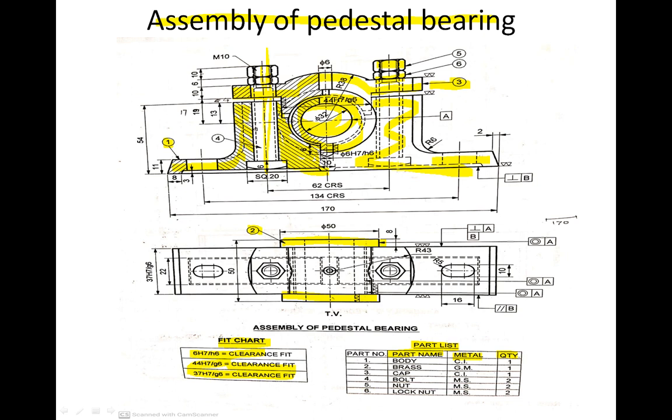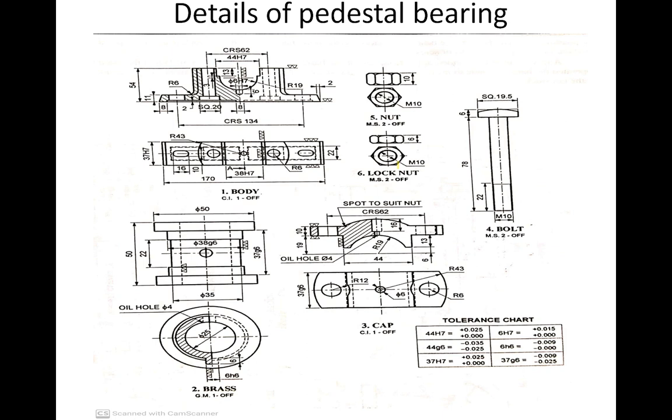So in this way, there are 6 parts in the pedestal bearing, and you have to draw the details of these 6 parts. So in the next slide, the details of the pedestal bearing are given, that is the 6 parts. The first part is the body.